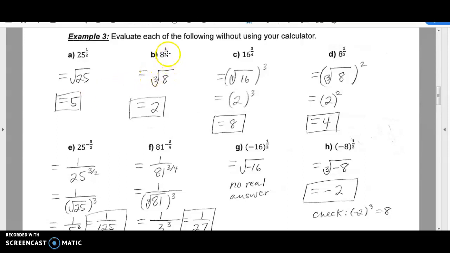Okay. Here, 3 is in the denominator, the 1 is in the numerator. So the 1 stays, 8 to the power of 1. The 3 becomes the third root of 8. The third root of 8 is 2.